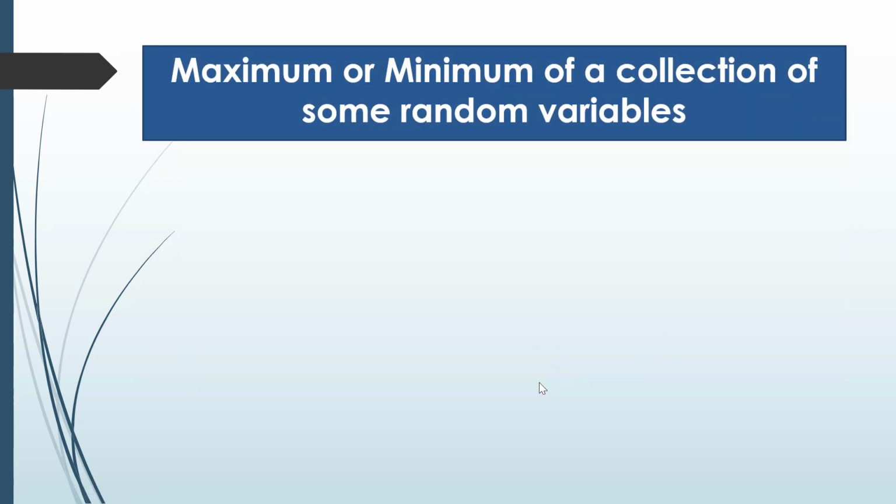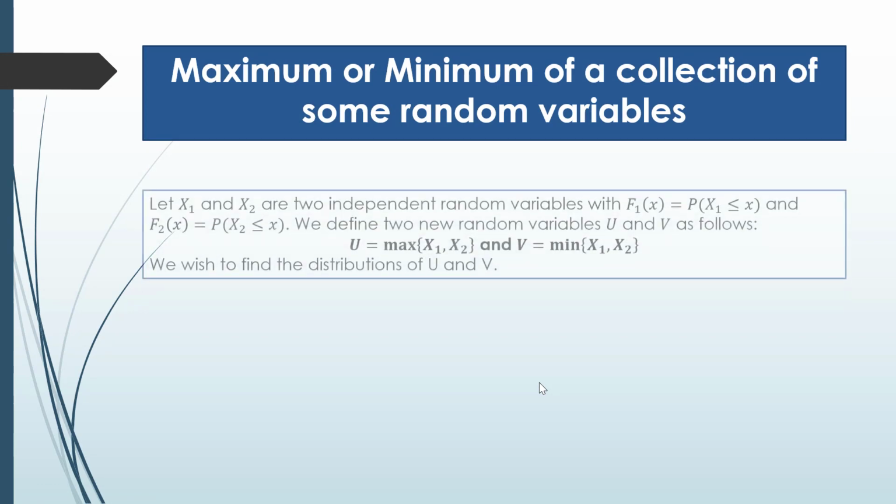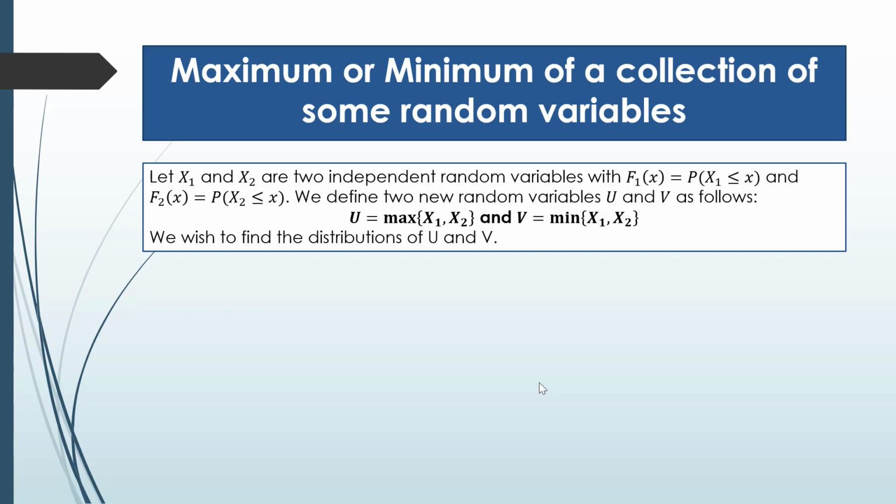Next, maximum or minimum of a collection of random variables. Let x1 and x2 be two independent random variables with the CDF F1 of x, the probability that the first variable x1 is less than or equal to x, and F2 of x, the CDF of the second variable, the probability that x2 is less than or equal to x. We define two new random variables U and V as follows. U is the maximum of x1 and x2, and V is the minimum of x1 and x2, and we wish to find the distribution of U and V.